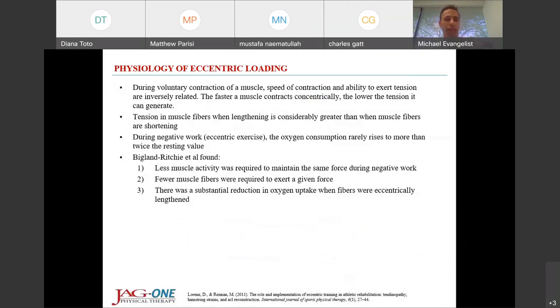So, physiology of eccentric loading. During voluntary contraction of the muscle, speed of contraction and ability to exert tension are inversely related. The faster a muscle contracts concentrically, the lower the tension it can generate. Tension in muscle fibers when lengthening is considerably greater than when muscle fibers are shortening. During negative work, which is eccentric exercise, the oxygen consumption rarely rises to more than twice the resting value.